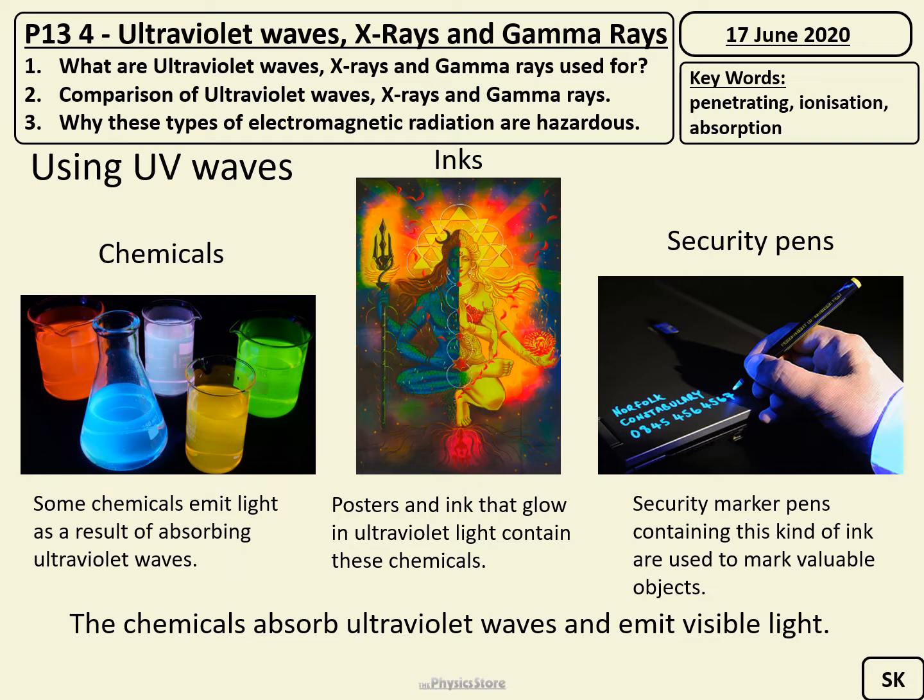For instance, some people may place this on the back of their telly, and if their telly was to be robbed in a burglary, and police find a certain type of telly and use a UV light to look at the security pen that was placed on there, that can identify that it does belong to that particular household. So the chemicals absorb ultraviolet waves and emit visible light.